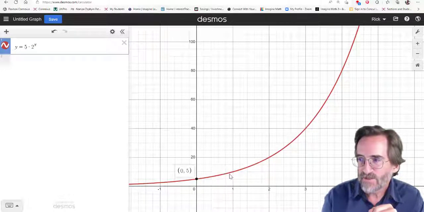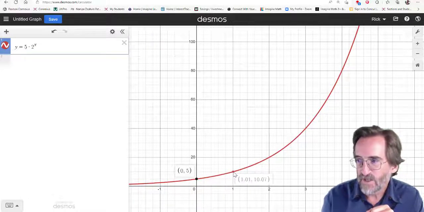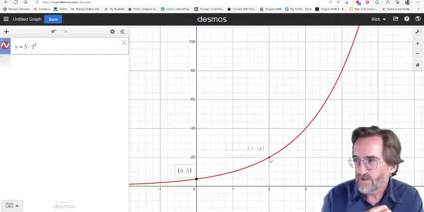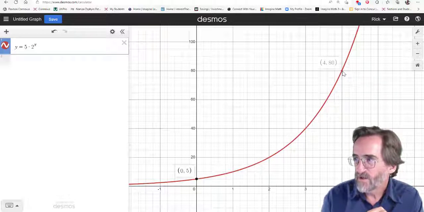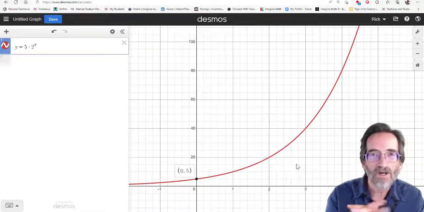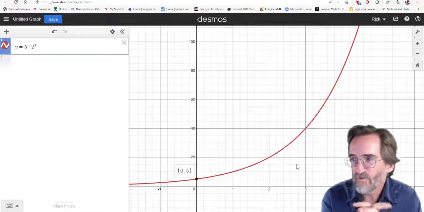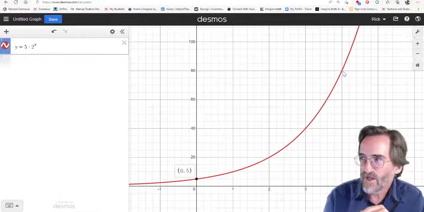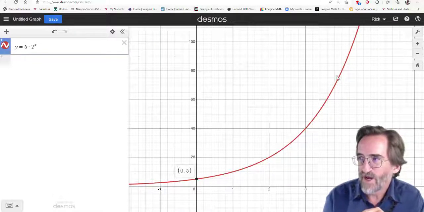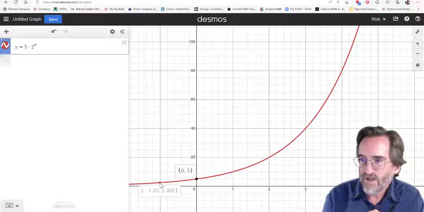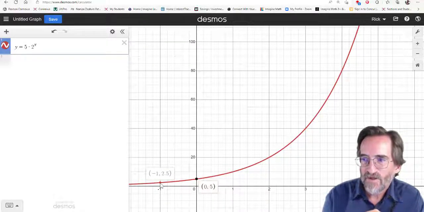The second is to note that it doubles: 10, 20, 40, 80 every time we move over 1, right? So every time we move over 1, it doubles. Going to the left, every time we move to the left, it halves. Half of 80 is 40, half of 40 is 20, half of 20 is 10, half of 10 is 5, half of 5 is 2.5, and so on.